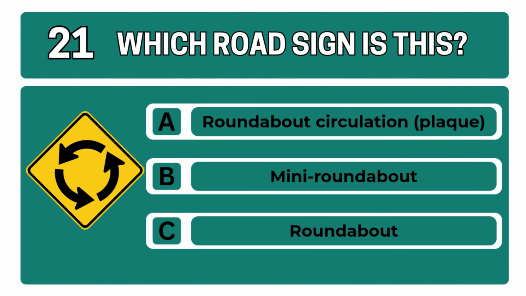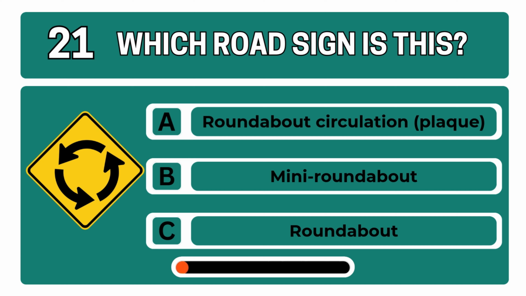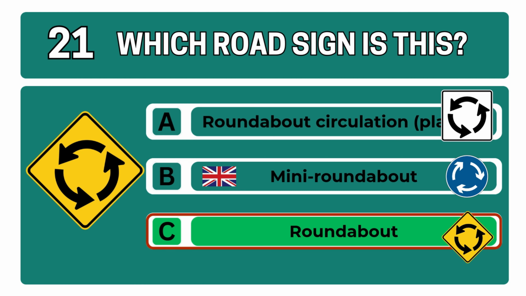Question 21. Which road sign is this? A. Roundabout circulation, plaque. B. Mini roundabout. C. Roundabout. The answer is C. Roundabout.